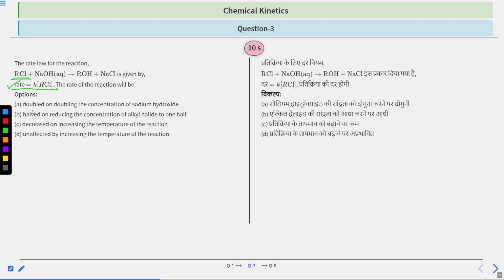Options are: doubled on doubling the concentration of sodium hydroxide, halved on reducing the concentration of alkyl halide to 1/2, decreased on increasing the temperature of the reaction, or unaffected by increasing the temperature of the reaction. You have 10 seconds to solve this question. After that, we will see the correct answer.